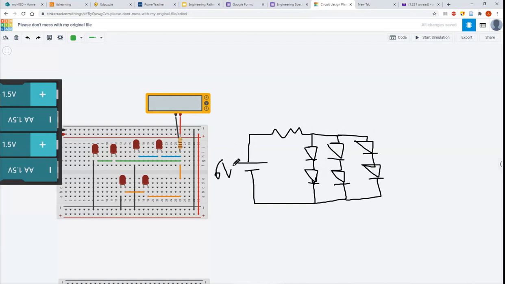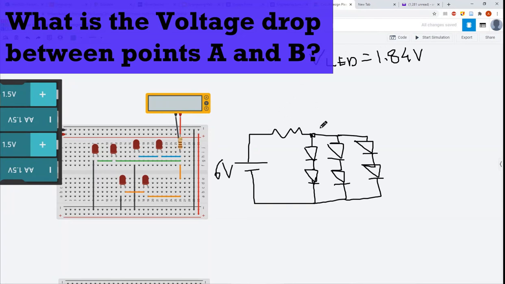So this is 6 volts. We don't know what our resistor is going to be, but we do know that the voltage drop of one LED is 1.84. So if we're measuring from point A to point B, what is going to be our voltage drop? So what's happening over here?